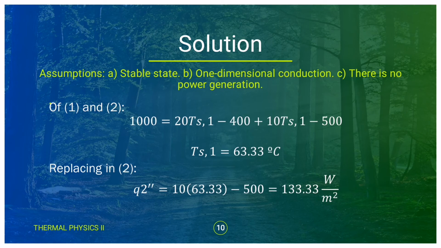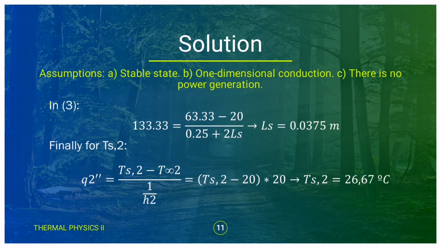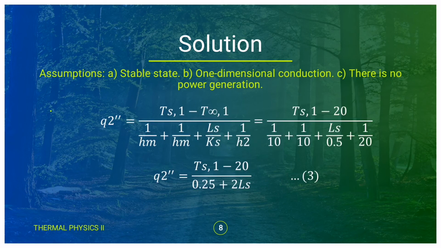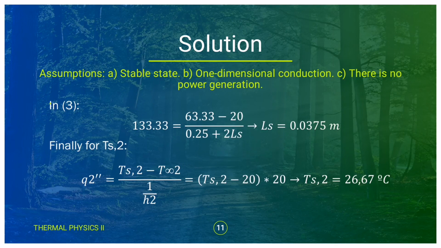Replacing in 2, we get that Q2 equals 133.33 watt per square meter. And in 3, remember equation 3, we have that Ls equals 0.0375 meters.